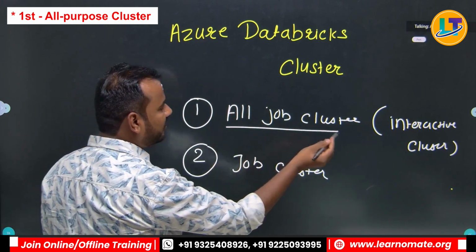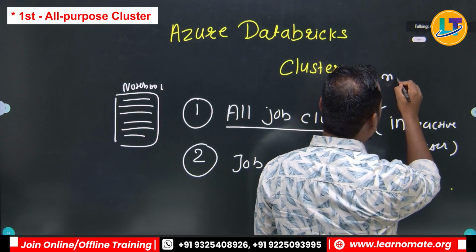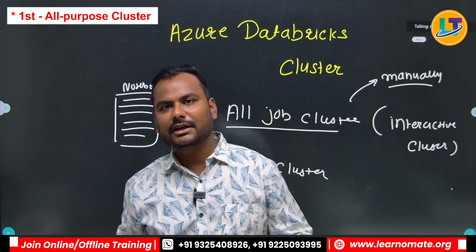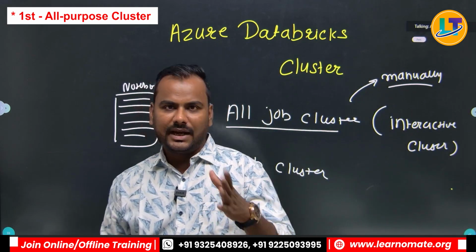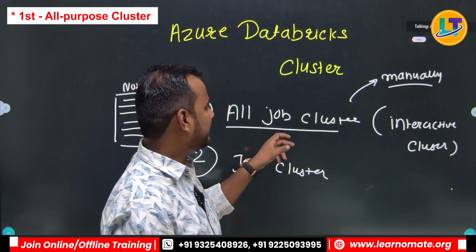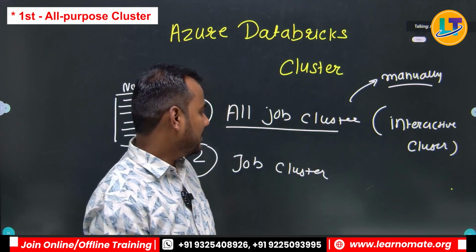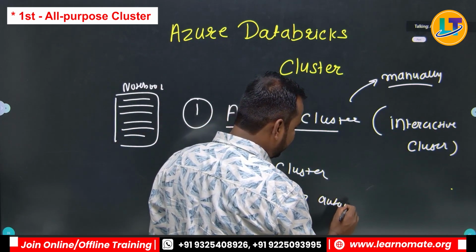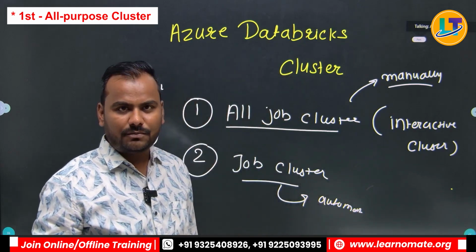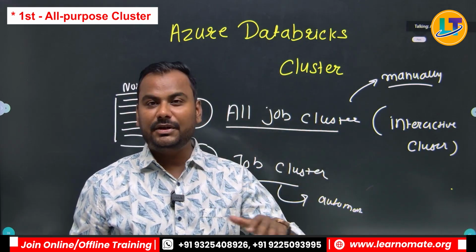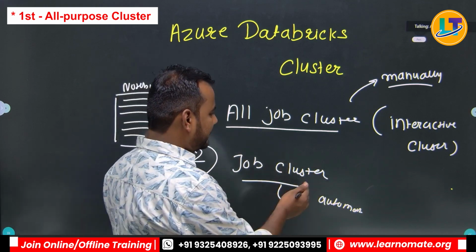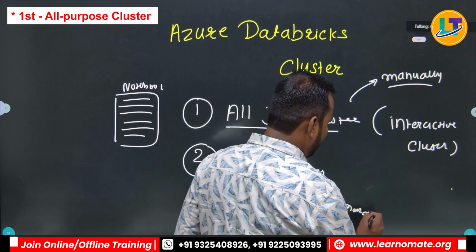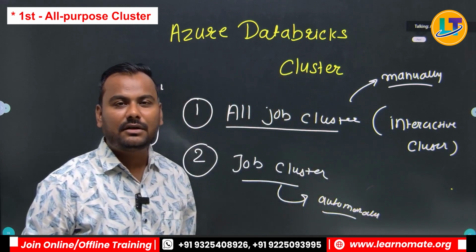So this all-purpose or interactive cluster, we always create manually. Whenever you think, okay, I want to run the Databricks job, that time we create a cluster. That cluster we are creating manually, and we call it an interactive cluster. But when I compare it with the job cluster, the job cluster will be created automatically. As soon as you start any job, the cluster will be created, and that cluster will be destroyed automatically as soon as that job fails or succeeds.